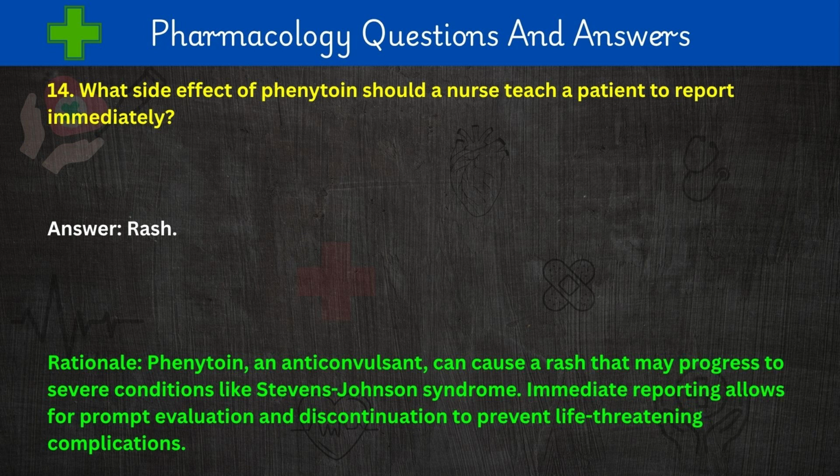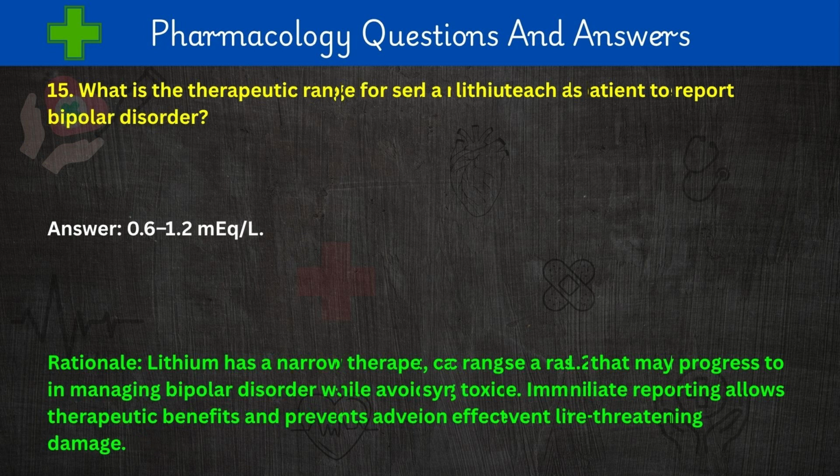14. What side effect of phenytoin should a nurse teach a patient to report immediately? Answer: rash. Rationale: phenytoin, an anticonvulsant, can cause a rash that may progress to severe conditions like Stevens-Johnson syndrome. Immediate reporting allows for prompt evaluation and discontinuation to prevent life-threatening complications.